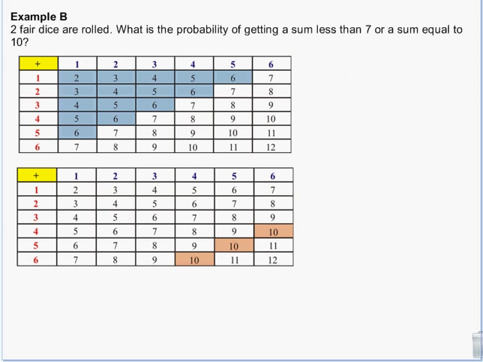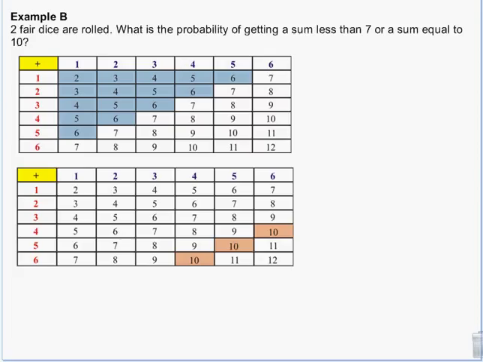Two fair dice are rolled. That means it's separately. The fair dice just means you're just rolling them and it's a fair roll. They're not loaded dice. They're not special weird dice. They're just 2 dice and you just roll them. Okay. What is the probability of getting a sum less than 7 or equal to 10?